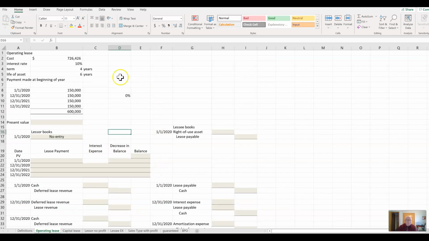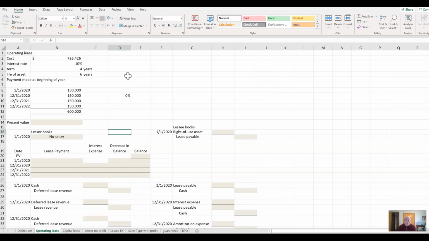So today what we're going to cover is operating leases, which means they don't meet any of the 5 criteria. So what we have here is the example. $726,426 was the cost of the asset to the leasing company. We're going to use an implicit rate of 10%. The term is 4 years out of 6.